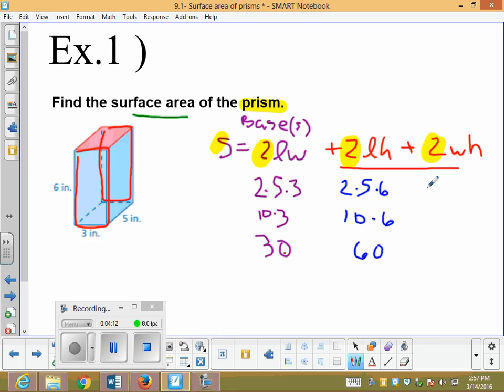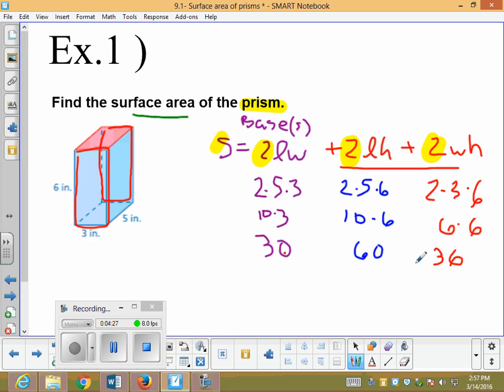So the 2 is always going to stay because there's 2 of them. One here, one here. The width is going to be 3, so we'll put times 3. And the height is going to be 6, so we'll put 6. So 2 times 3 is 6. And then bring down the 6. 6 times 6 is 36.